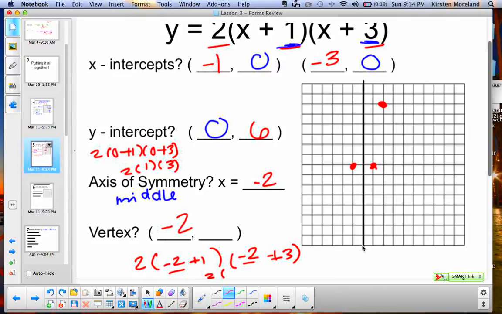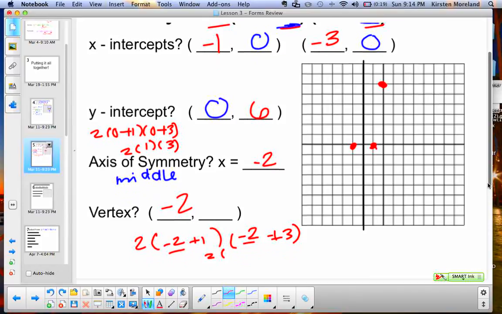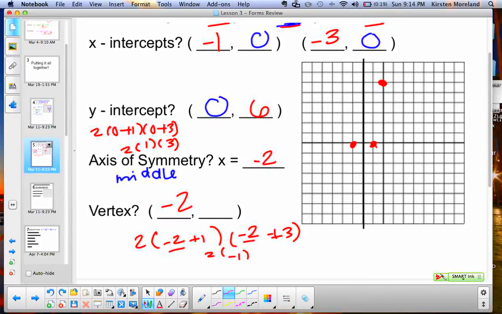So it's 2 times, scroll down, negative 1, because negative 2 plus 1 is negative 1, and negative 2 plus 3 is positive 1. These should always match except be the opposite sign, because it's basically the distance from this axis of symmetry. That's a negative 1, that's a positive 1 distance. So 2 times negative 1 is negative 2, times 1 is just negative 2. So my vertex is at negative 2, negative 2.